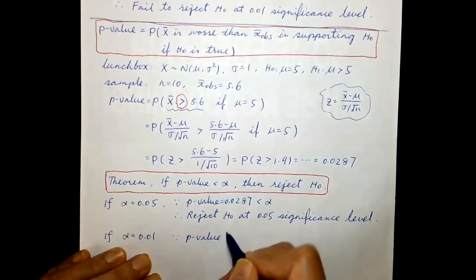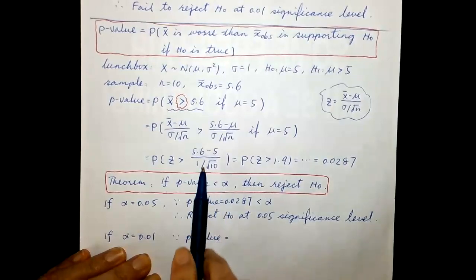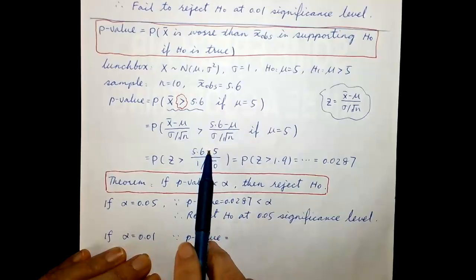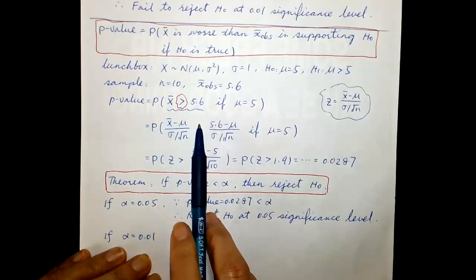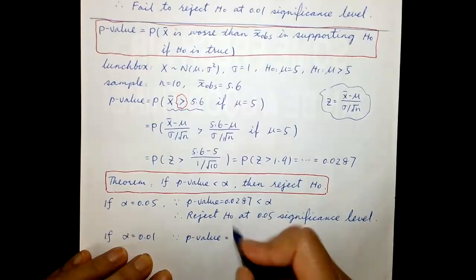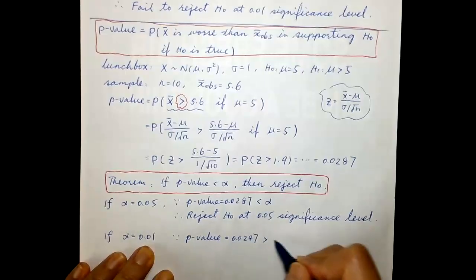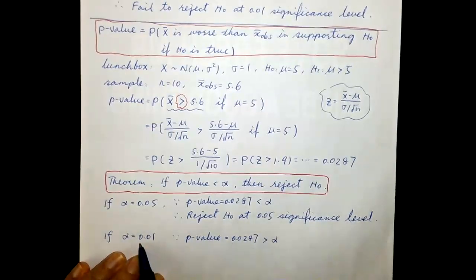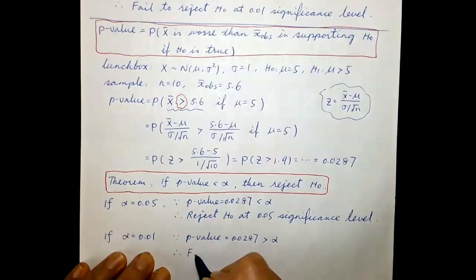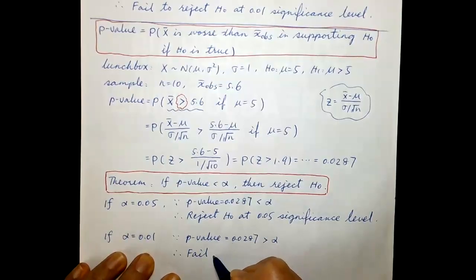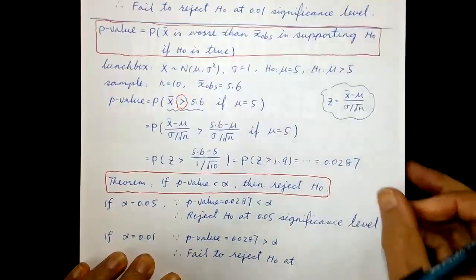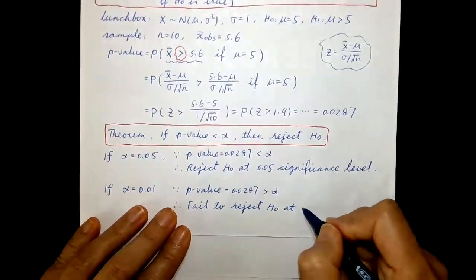If alpha is 0.01, does p-value change? No. P-value was calculated without the use of alpha. So p-value will not change according to your alpha. So we compare the same p-value with alpha. This time, it's greater than alpha, right? Because alpha is 0.01. Conclusion, we do not reject H naught. As I said, always mention the significance level you are using.